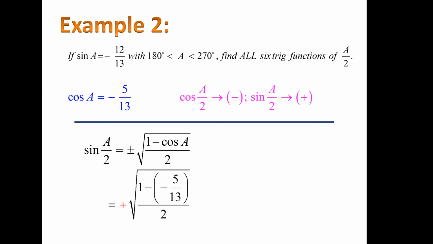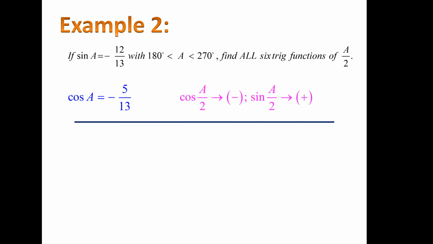Continuation, so quadrant 2, so that's where the half angle is. So the ratio has got to be positive. And then again, plug in the given element, the one that we found by using the Pythagorean theorem for cosine of A, so we got negative 5 over 13. And then plug in a number, evaluate, so root 18 over 13 divided by 2, so we got root 9 over 13. So it's 3 over root 13. Rationalize it, so we got 3 root 13 over 13.